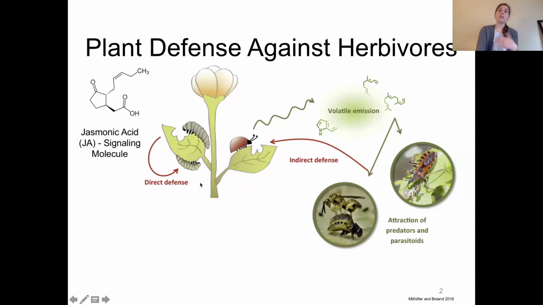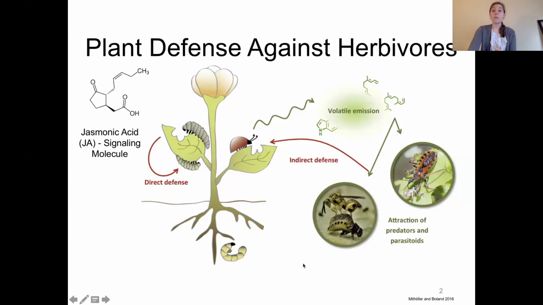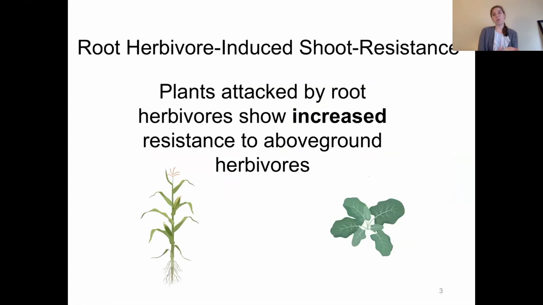We know a lot about how plants defend directly and indirectly against a variety of different herbivore species, and we know how these interactions occur across a variety of different plant species as well. But what we often overlook is what's happening below ground, and how below ground herbivores could be contributing to these above ground interactions. In recent years, there's been some really interesting research about plants that are attacked by root herbivores and the induction of increased resistance to above ground herbivores. In particular, there's been a lot of research into the mechanisms of how this happens in corn plants, as well as different brassica species.